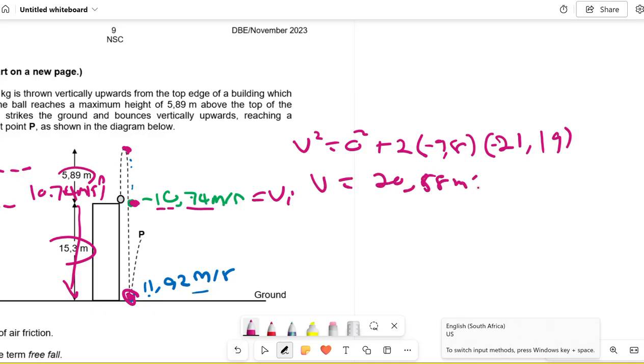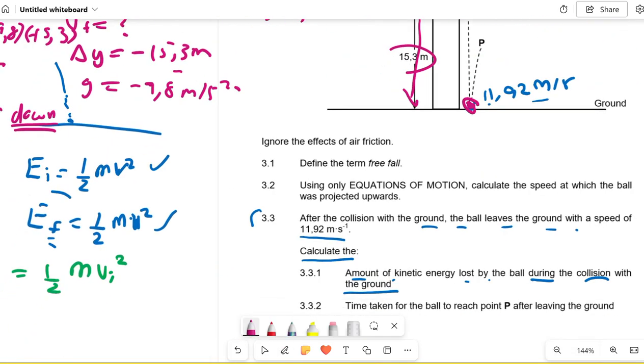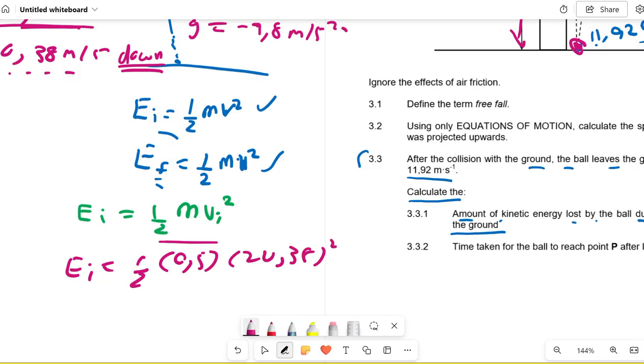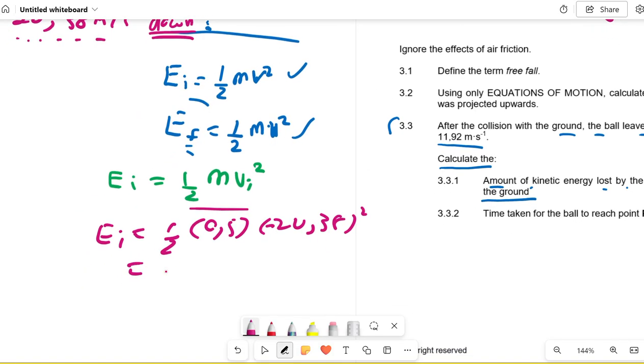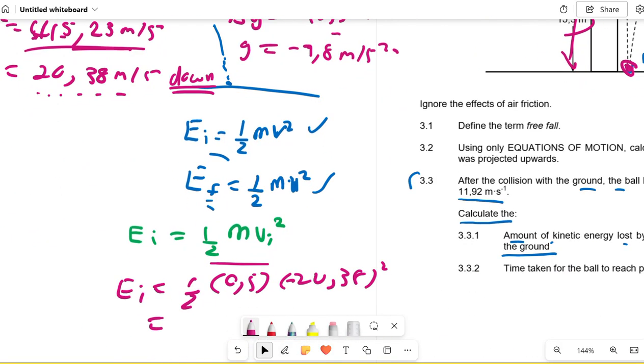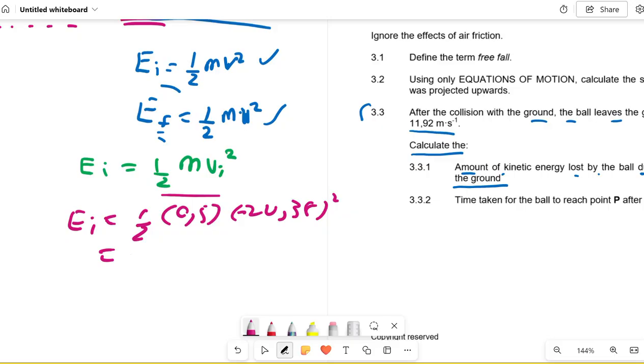Easy, right? And then after that, what we do is we're going to substitute it to find the initial kinetic energy. So our mass is 0.5, and then 20.38 squared. What is the answer there? Quick. Speedy, please, guys. It's 103.84 joules.